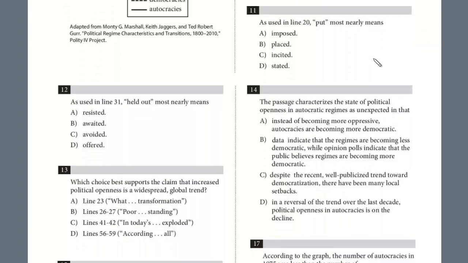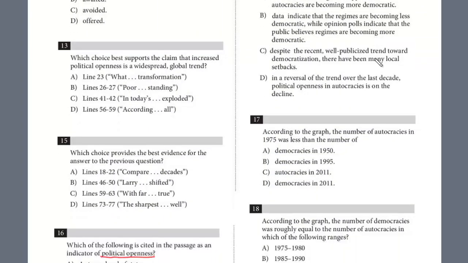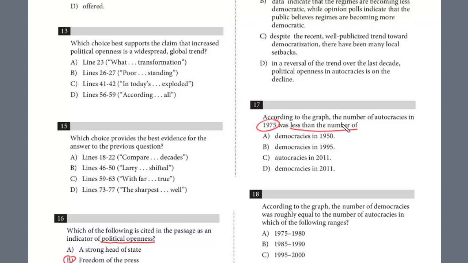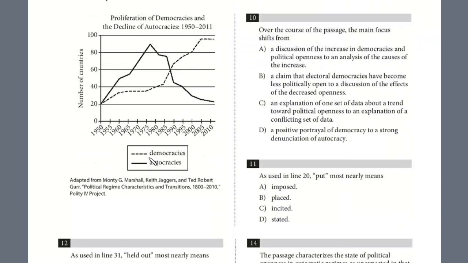And then question 17, we have a question on the graph. According to the graph, the number of autocracies in 1975 was less than the number of what? So let's take a look at 1975 autocracies. That's the solid line. So 75 is right here. And what do we know about that? So I'll just read the answers. The number of autocracies was less than the democracies in 1950. Well, democracies in 50, it's the dotted line. It's much more. It's not A.